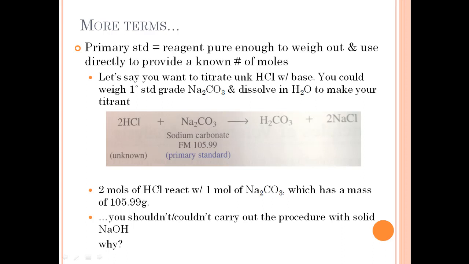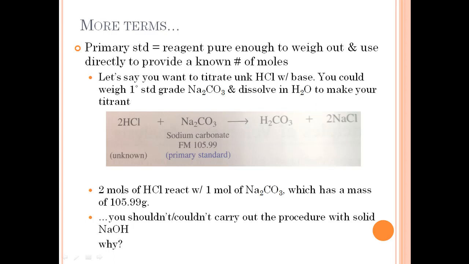Quick question, why shouldn't you use NaOH to carry out this procedure? If you remember, this is exactly what we did in general chemistry. In general chemistry, we had to standardize NaOH. The reason you can't use NaOH is because NaOH is hygroscopic. So what does that mean? That means it absorbs water from the air. So as you're weighing it out, the actual NaOH starts getting mushy because it's starting to absorb water.